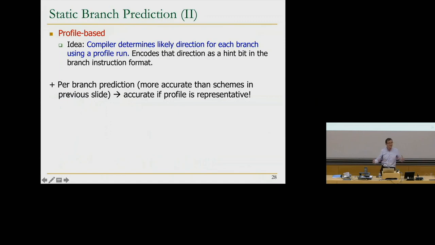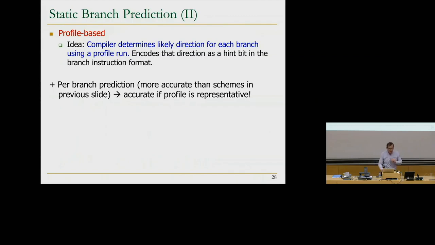So as a result, this immediately leads to higher accuracy, because now you can distinguish between branches. Of course, accuracy is always a question of how representative your profile is, as I showed you in the previous example. If your profile is not representative, you may actually get worse performance compared to the other schemes.